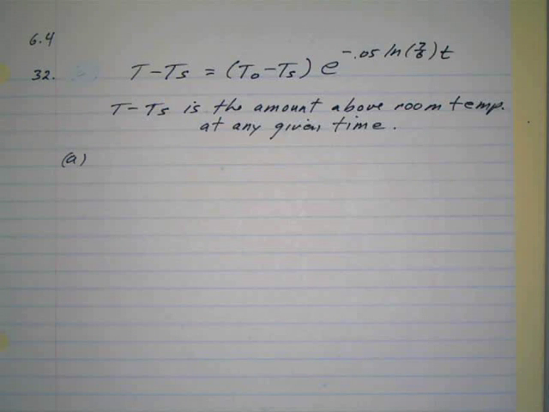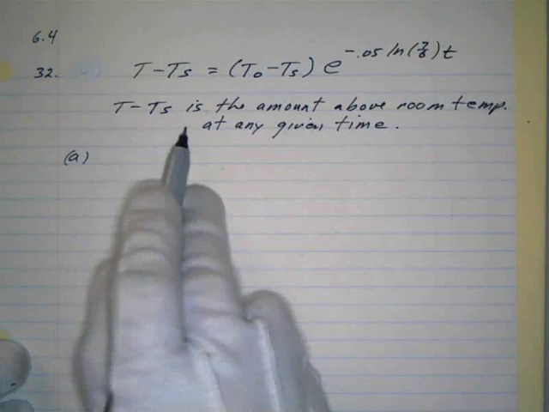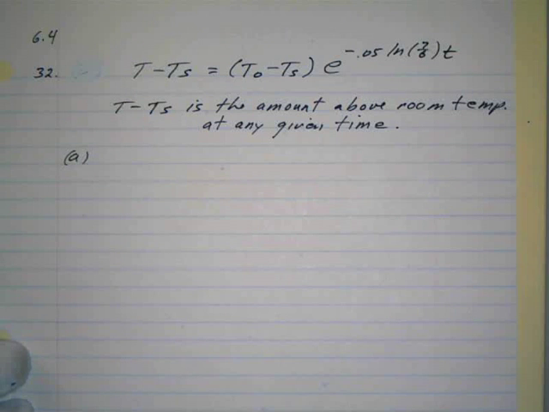Okay, this is part 2 of problem number 32. And again, I wrote the formula that we just derived, actually getting the K. That was the hard part, a lot of work. And remember, T minus T sub S is the amount that we're above the room temperature. That's the difference between the temperature we're at and the room temperature at any given time.